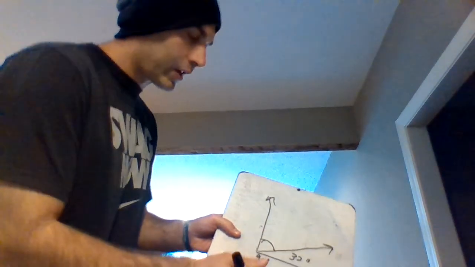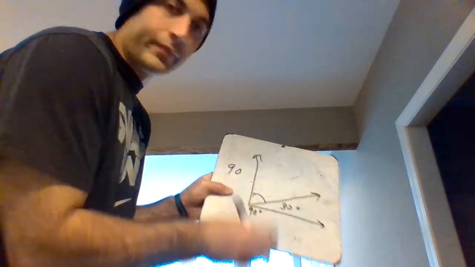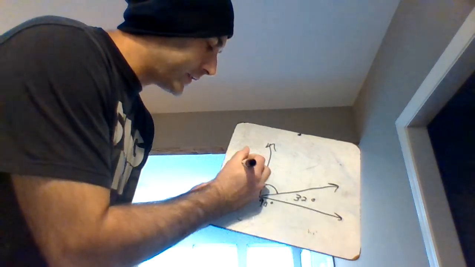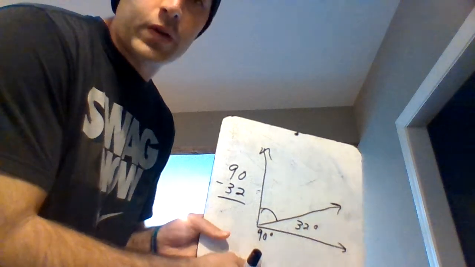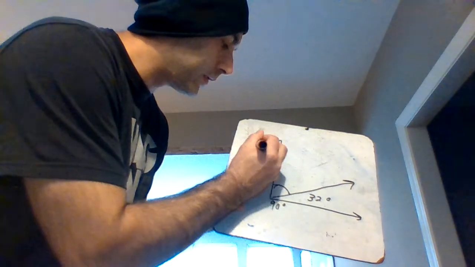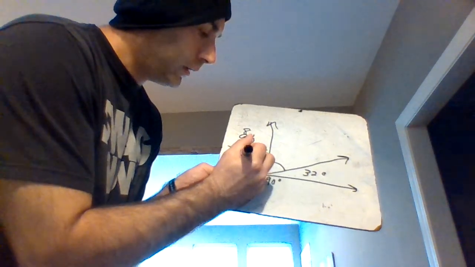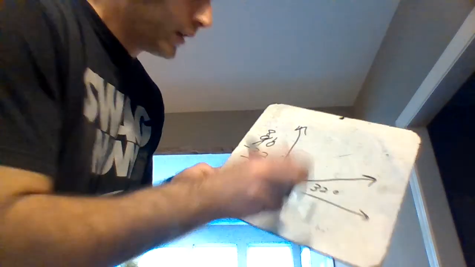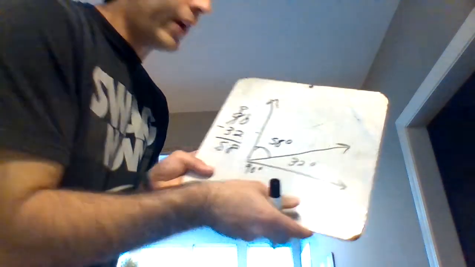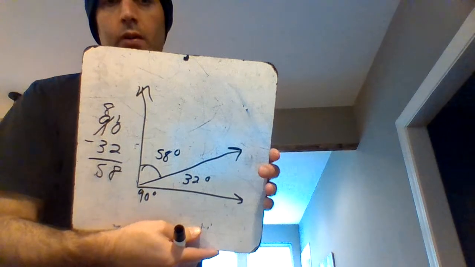So what we're going to do is we're going to come over here and we're going to do 90 minus 32. And you remember we cannot do 0 minus 2, so we borrow. And we end up with a 58-degree angle. And so we put that in there, and that's how we find a missing complementary angle.